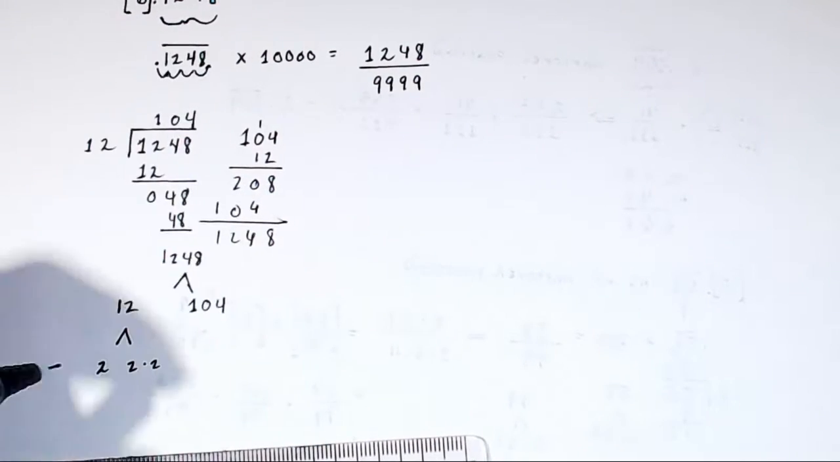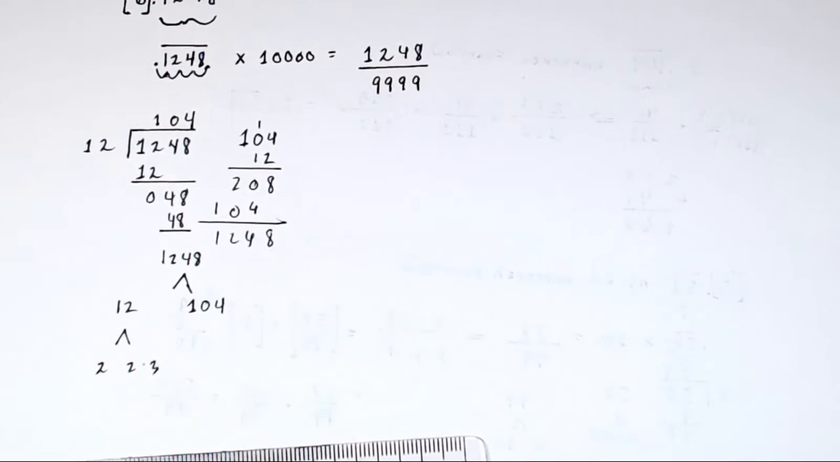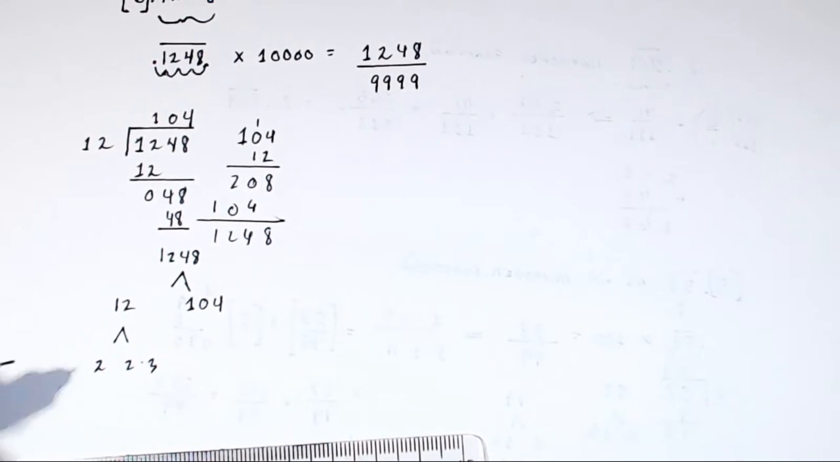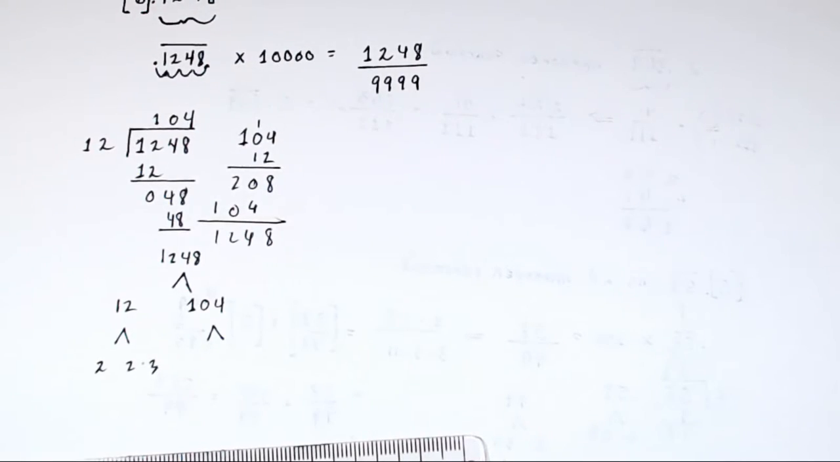Oh, whoops. So that would be 2 times 6, which is 2 times 3. Okay, so 2, 2, and 3, 2 times 6. There's the prime factors of 12. How about the prime factors of 104?